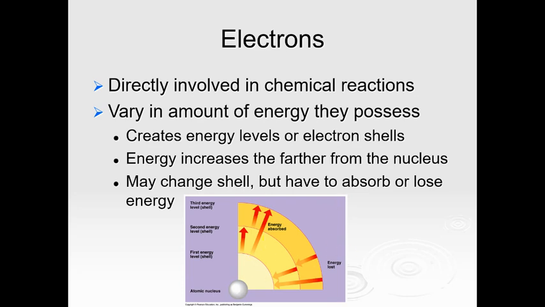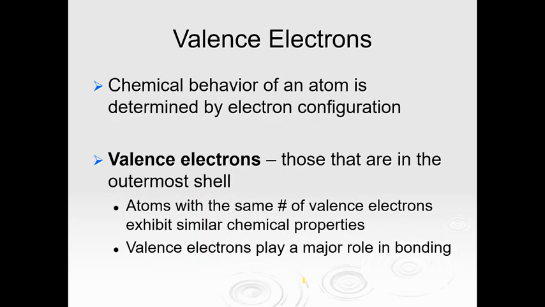But the further away you go from that nucleus, the more energy those electrons are going to have, because they're not going to be as tightly held. They're going to be more energetic and more unstable. And so it's the electrons furthest away from the nucleus that are going to be responsible for the behavior of our atoms. We call those valence electrons.